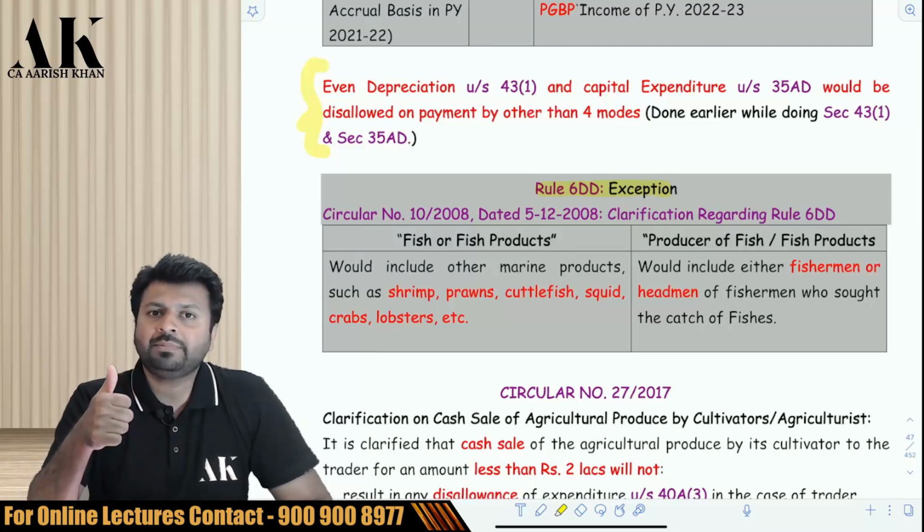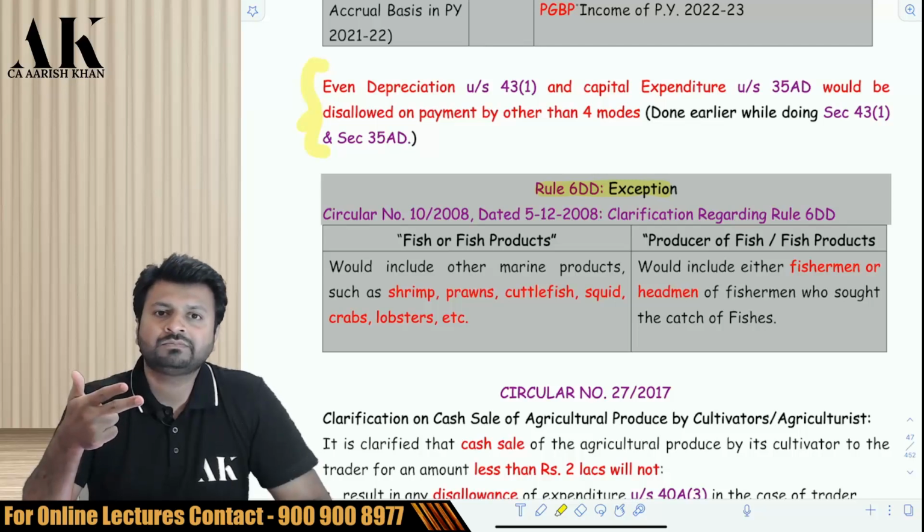First, if you make the payment to the government, it is allowed. If you make the payment to LIC, it is allowed. If you make the payment to RBI, it is allowed.